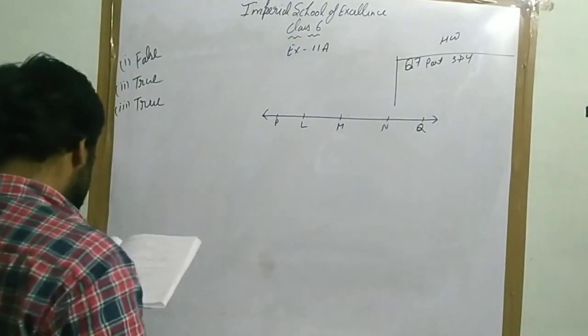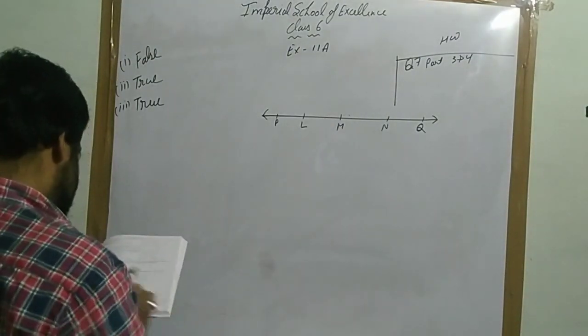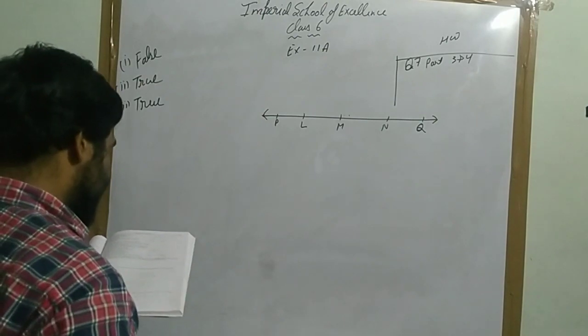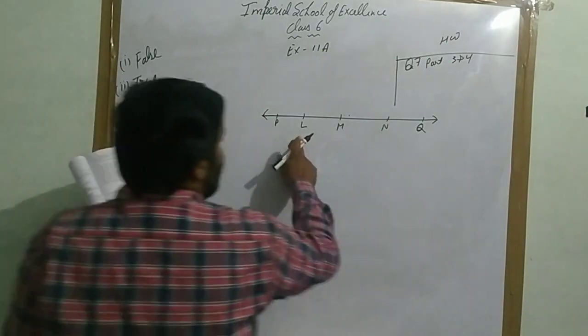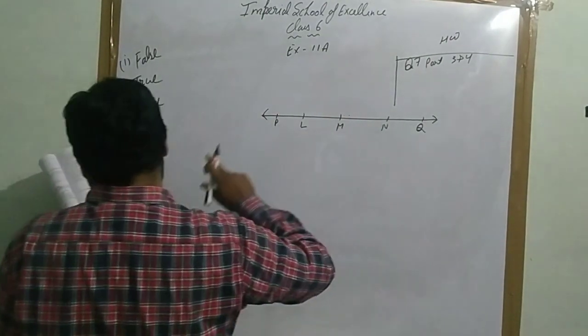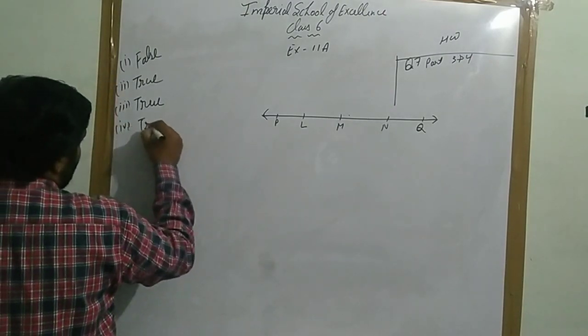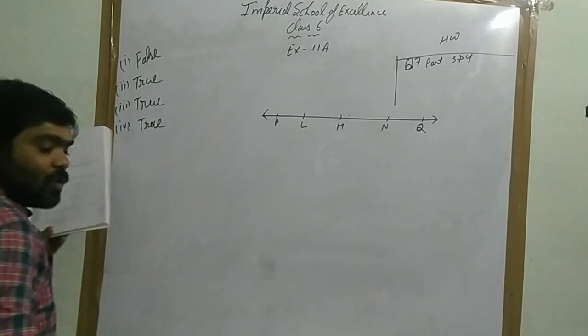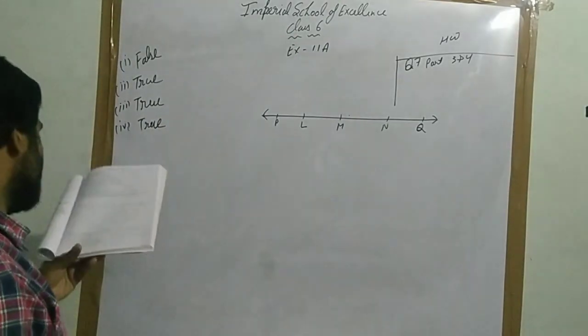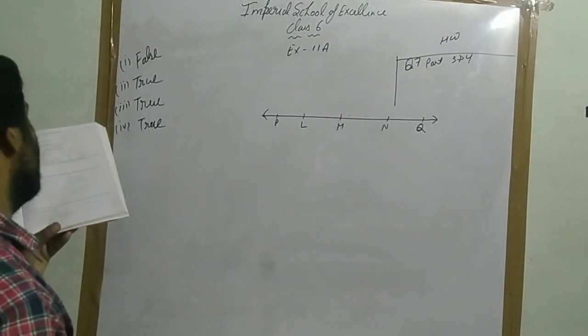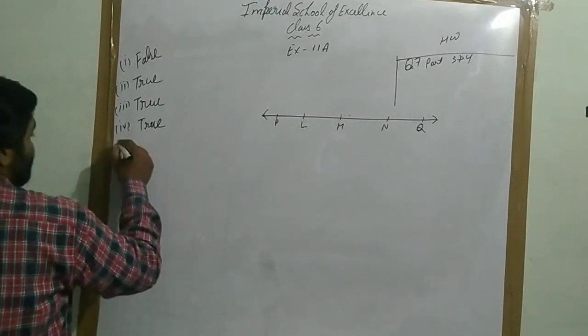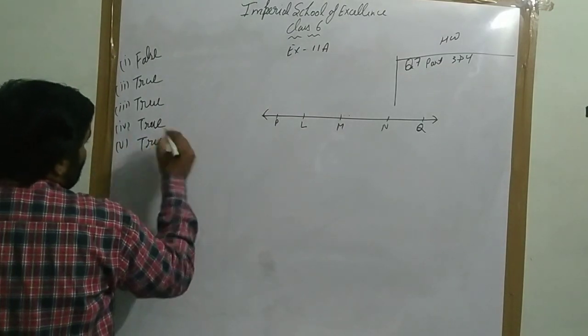Now the fourth statement is, L, M, N are points on a line segment LN. Yes, it is also true. These are all points which are given on the line segment. The next statement, ray LP is different from ray LQ. Yes, it is also different. This one is also true.